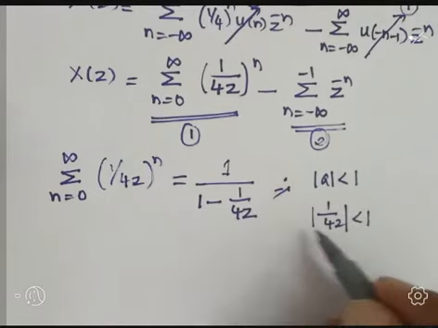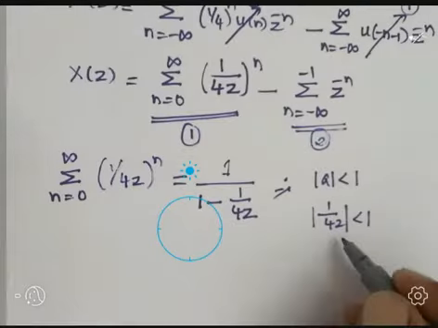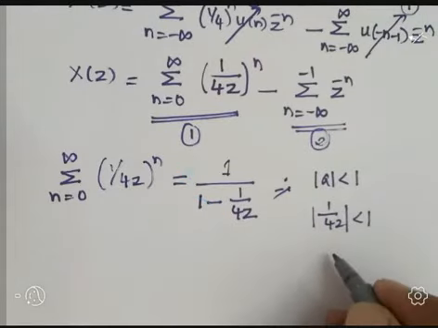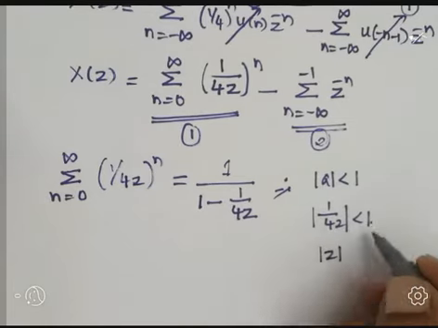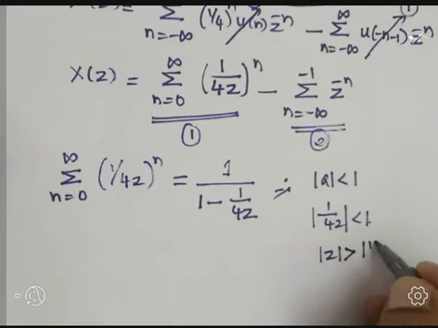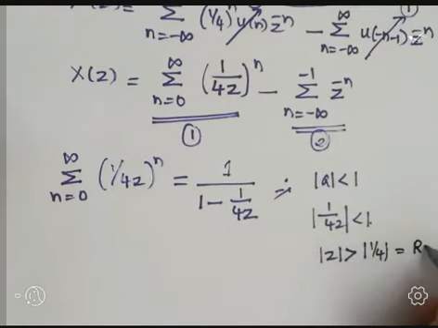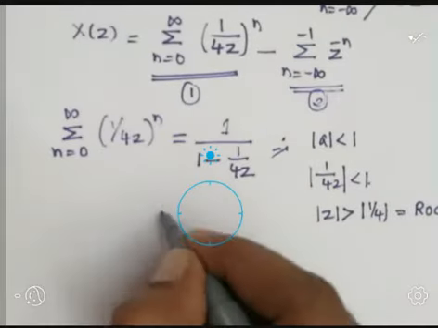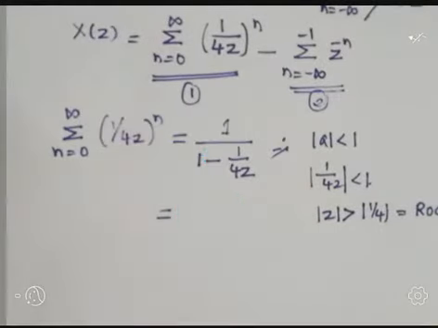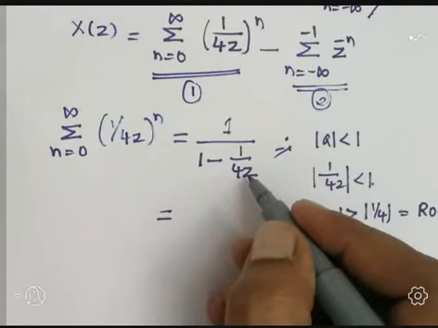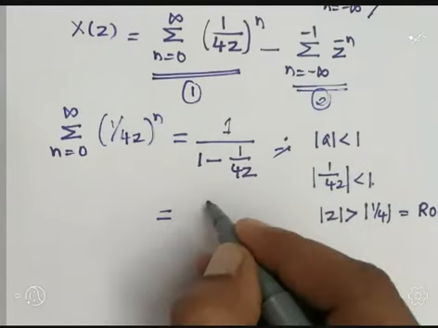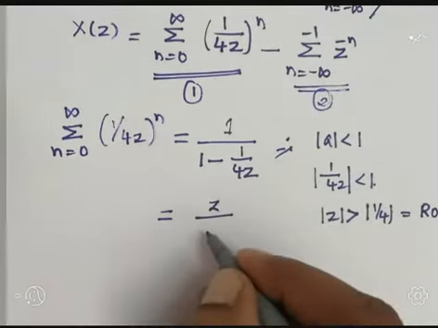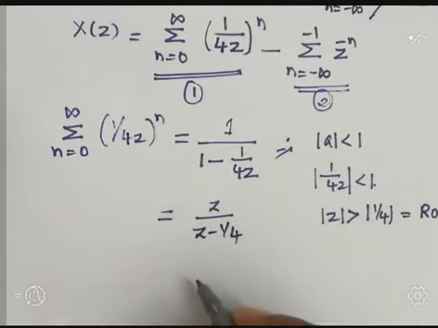This will give the ROC of this part. ROC of this part means, let us take z towards the other side. Hence we can write mod of z is greater than 1 by 4. This is the ROC of this part. Fine. Further simplification, this one we can take LCM as 4z, otherwise I will take z. Z will go to the numerator, divided by z minus 1 by 4. Okay, this part we solved.